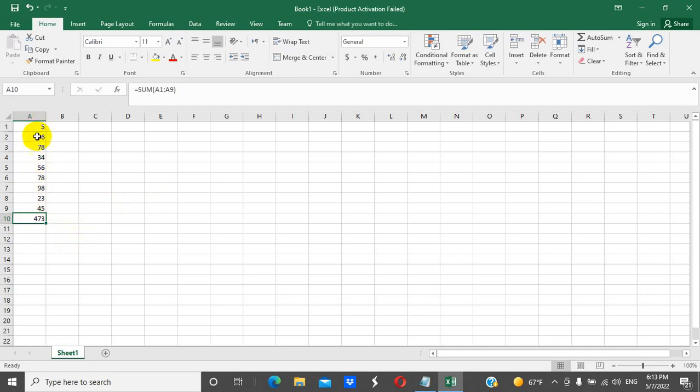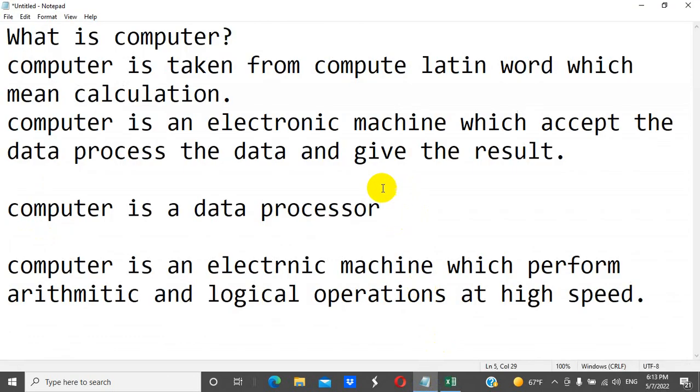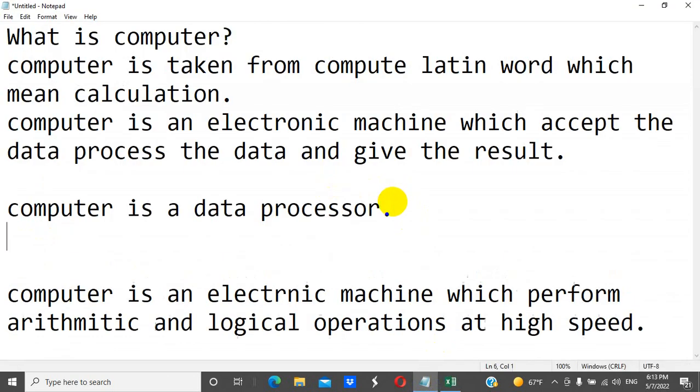If we add all these numbers together, it becomes 473. So the computer first accepts this information. After that, the computer processes it, and after that, the computer gives us the result, which is 473. So we can say a computer is an electronic machine which accepts data, processes the data, and gives the result.